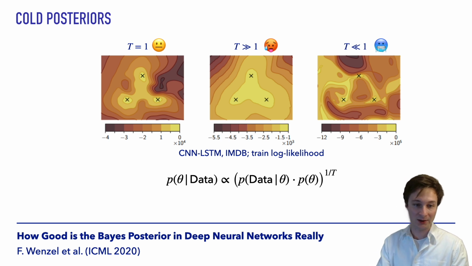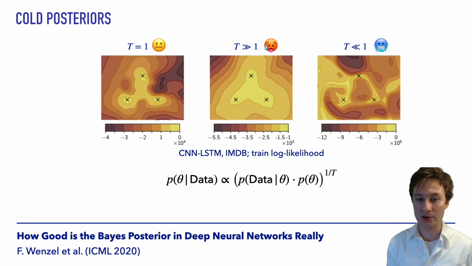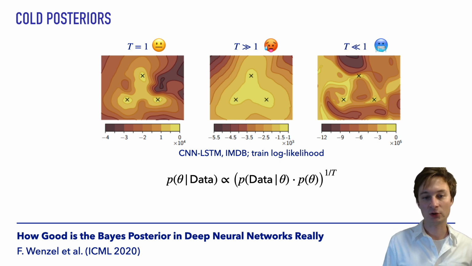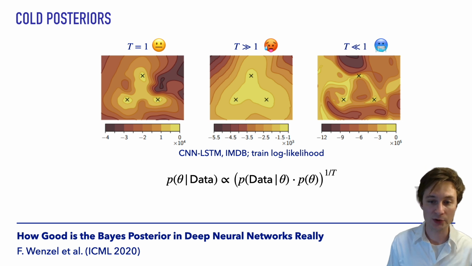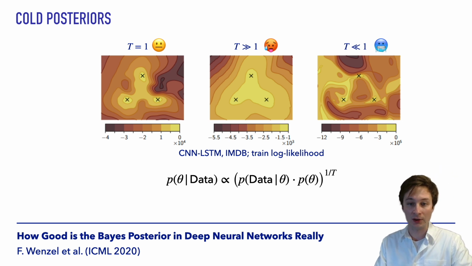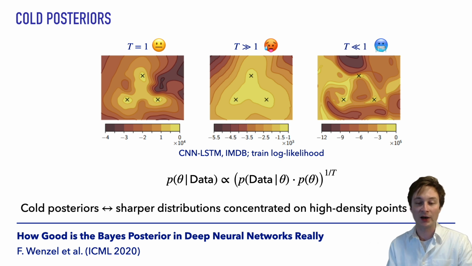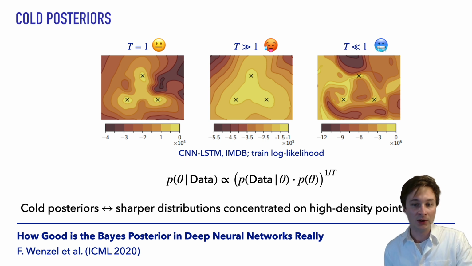And then the next thing that I wanted to discuss is the cold posteriors. We can introduce this tempered posterior, which is proportional to the regular posterior but raised to a certain power of 1 over T. If your T, known as temperature, is low, that corresponds to a cold posterior. So it is a distribution that is concentrated around the high density points of the original posterior. It's a sharper distribution. That's what you see on the right in the plot.